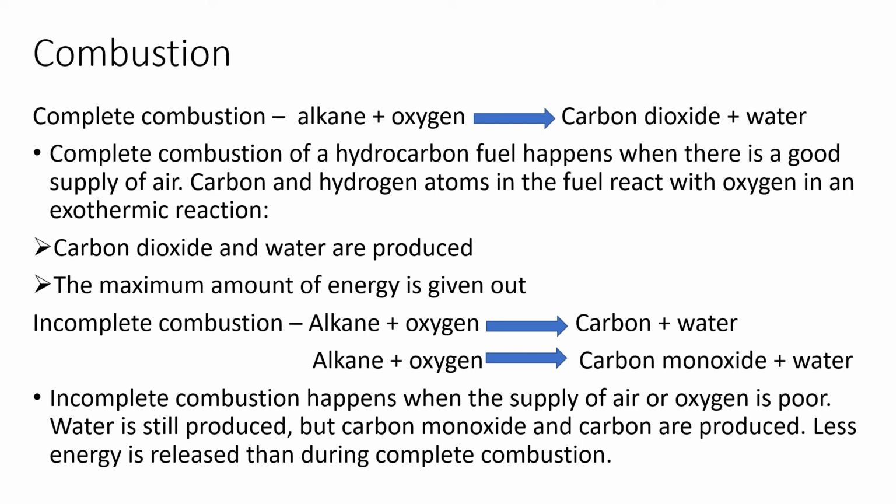Incomplete combustion. The two incomplete combustion reactions can be alkane plus oxygen goes to carbon, or soot, plus water, or alkane plus oxygen goes to carbon monoxide plus water. Incomplete combustion happens when the supply of air or oxygen is poor. So when the air hole is closed on a Bunsen burner, there's a poor supply of air or oxygen. That's why it's a red/yellow flame. Water is still produced, but carbon monoxide and carbon are produced. Less energy is released than during complete combustion.